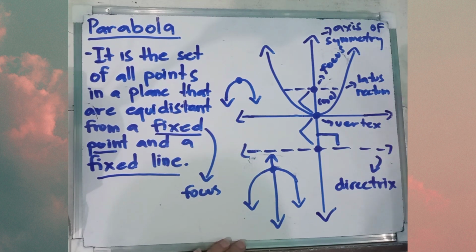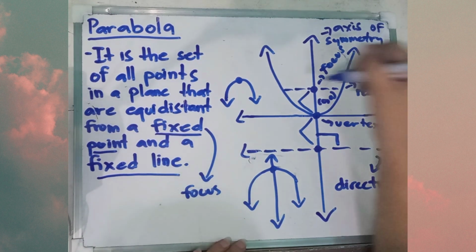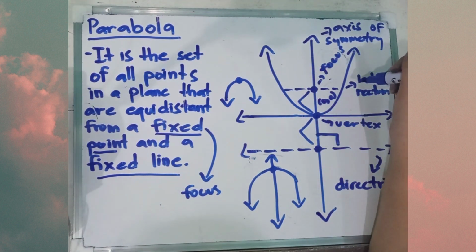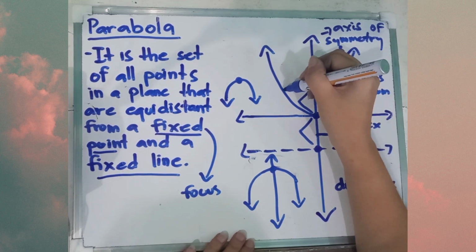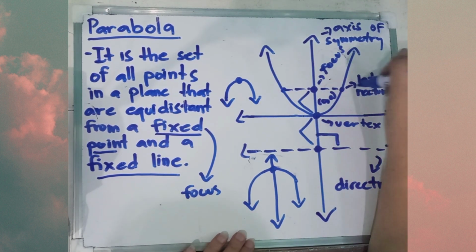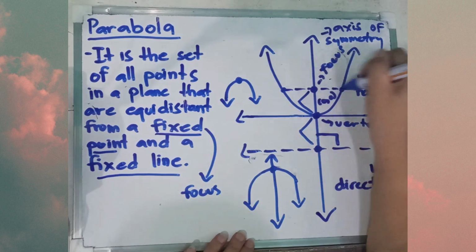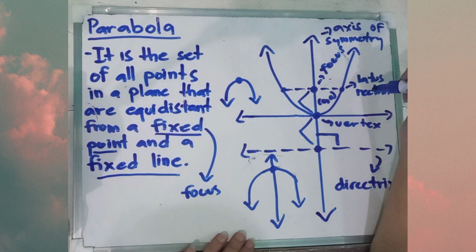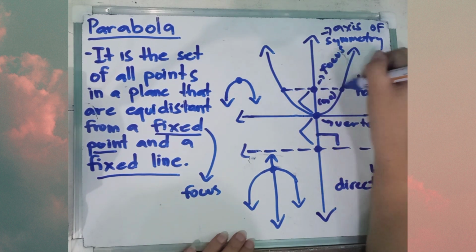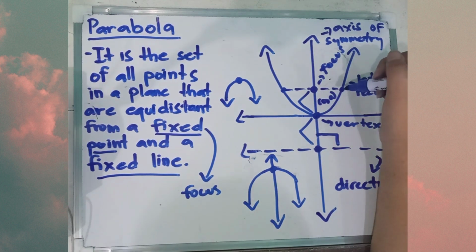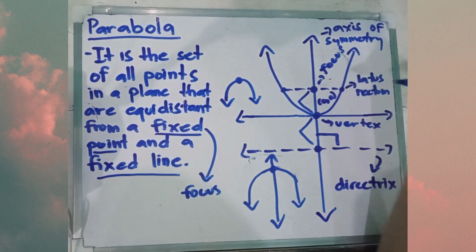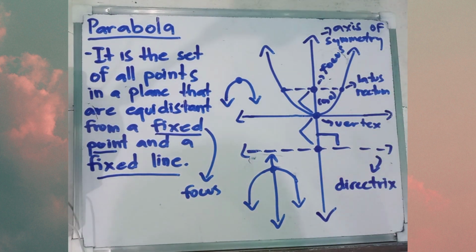Next, we have what we call the latus rectum. The latus rectum is a chord, or a line segment, that connects two endpoints of the parabola, and it passes through the focus. Again, the latus rectum is a line segment that connects two endpoints of the parabola, and it should pass through the focus.